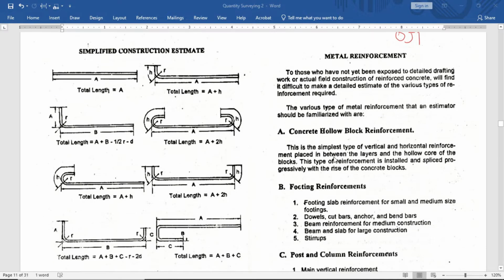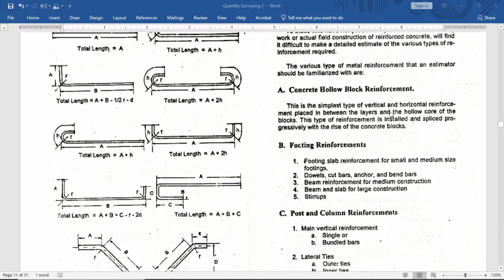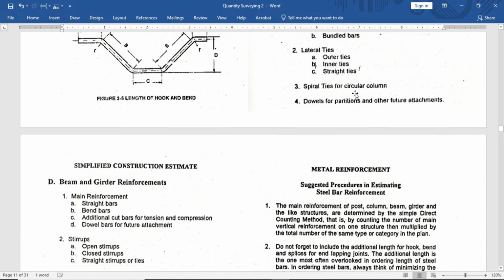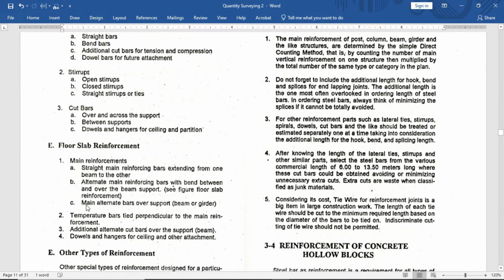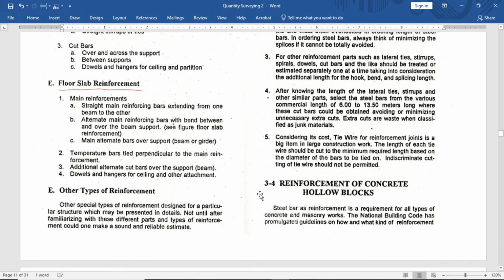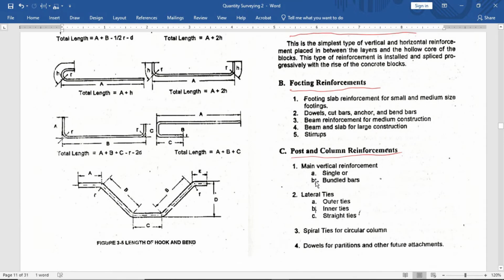So, meron daw tayong mga various types of metal reinforcement. Meron tayong concrete hollow block reinforcement. Meron tayong footing reinforcements. Meron din tayong post and column reinforcements. Tapos, meron tayong reinforcement sa beam and girder. Meron din tayong reinforcement sa floor slab. Tsaka meron tayong other types of reinforcement. So, isa-isa natin yung i-tackle.